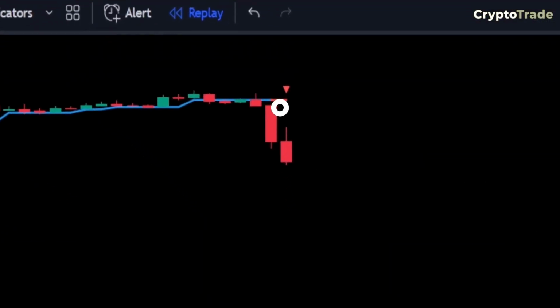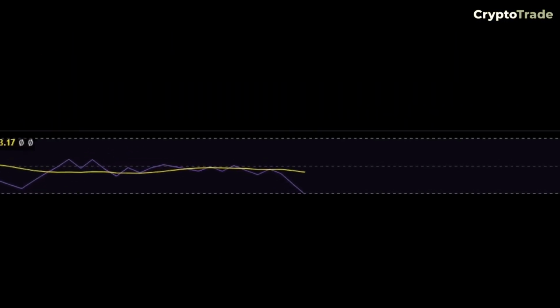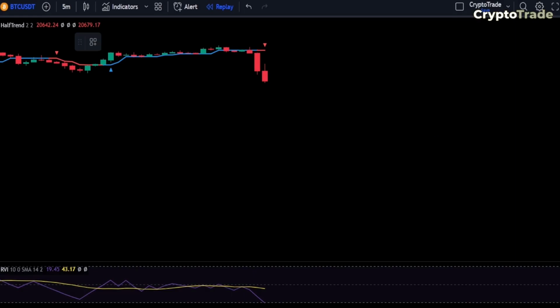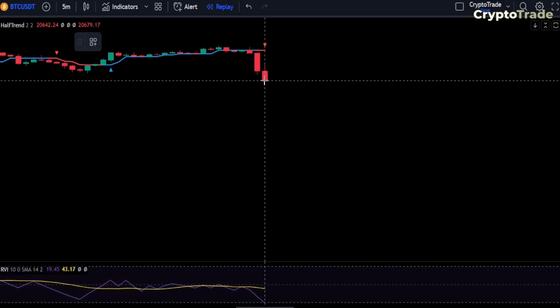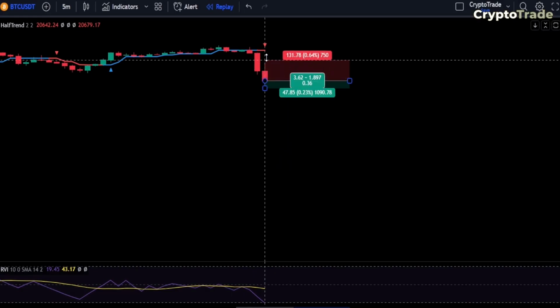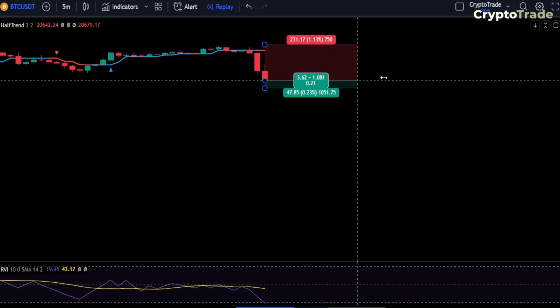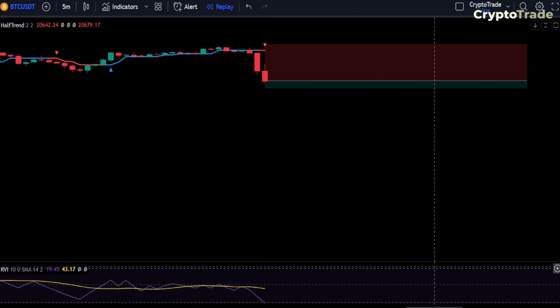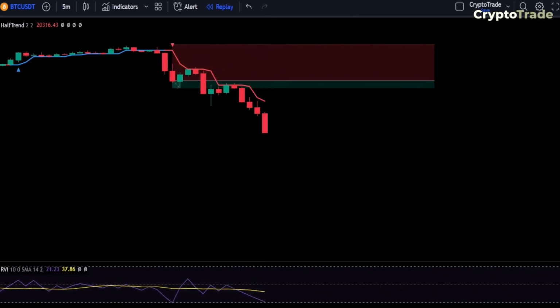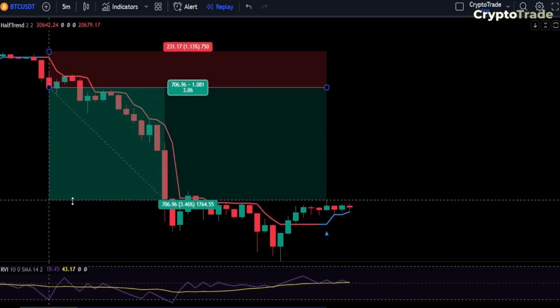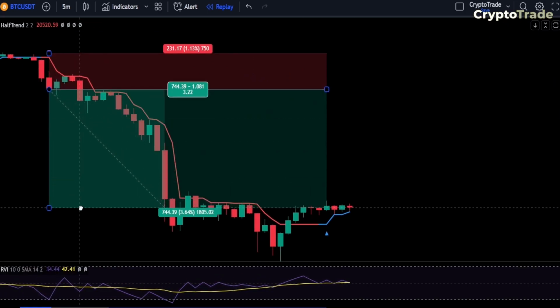Half-trend indicator turns from blue to red and a red triangle appears. RVI purple line is below the yellow line. As these conditions are met, place a sell order at the closing of the candle. Place the stop loss above the nearest swing high. Do not set a take profit. Wait until half-trend red line turns blue. Close the operation on the candle with a blue triangle.